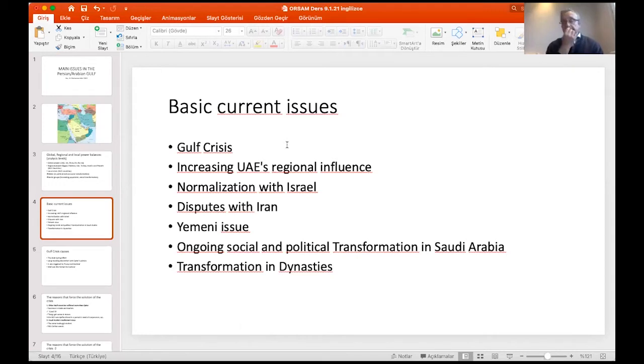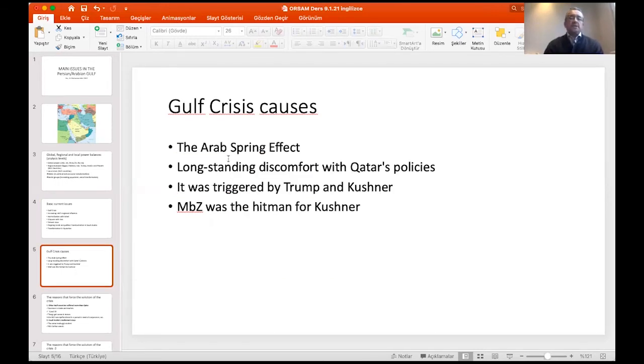Actually, this issue is as old as at least the 1970s, 79 on, from the Iranian Revolution on. And the Yemeni issue is a very important issue for the Gulf region, especially for Saudi Arabia and the UAE. And the ongoing social and political transformation in Saudi Arabia in the first instance, but in other countries as well, and transformation in dynasties. We can analyze these topics one by one in the second part of our lecture.